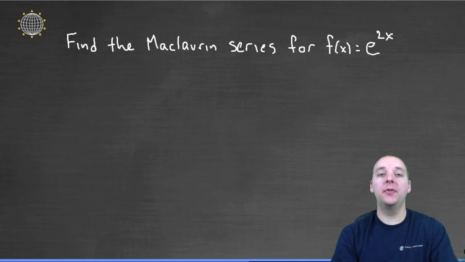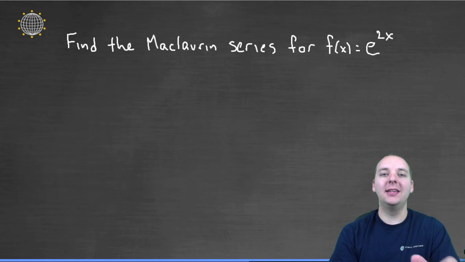In this example, we're going to find the Maclaurin series for the function e to the 2x. Now you remember a Maclaurin series is the same thing as a Taylor series, but Maclaurin series are the ones that are specifically centered at 0. So you'll see here that they never told us where they want the series centered, because we should know that it's 0 because they told us it's a Maclaurin series.